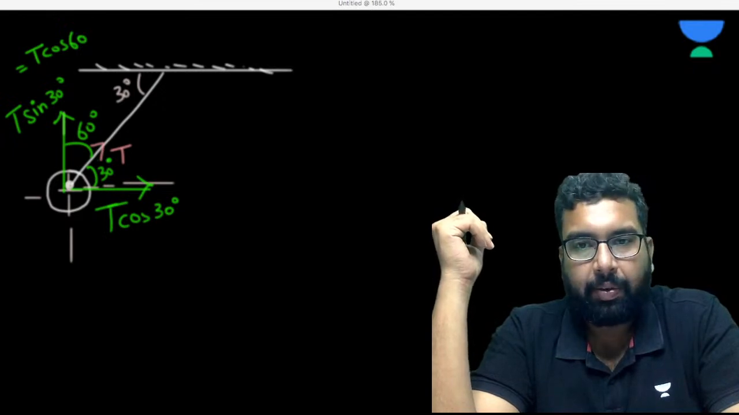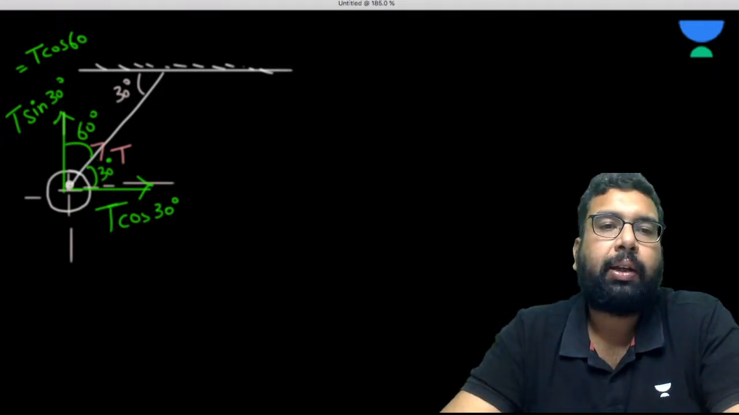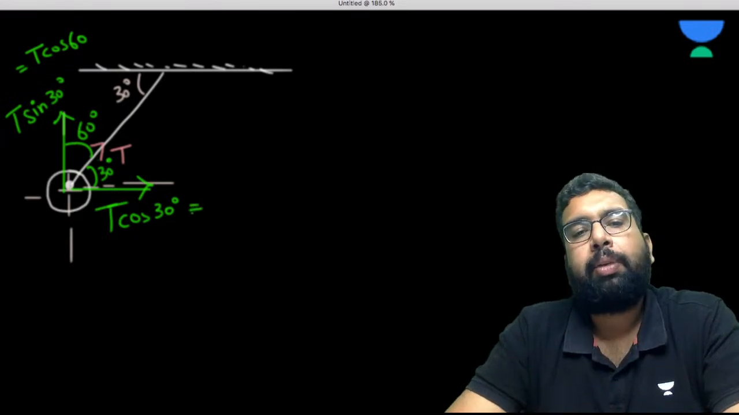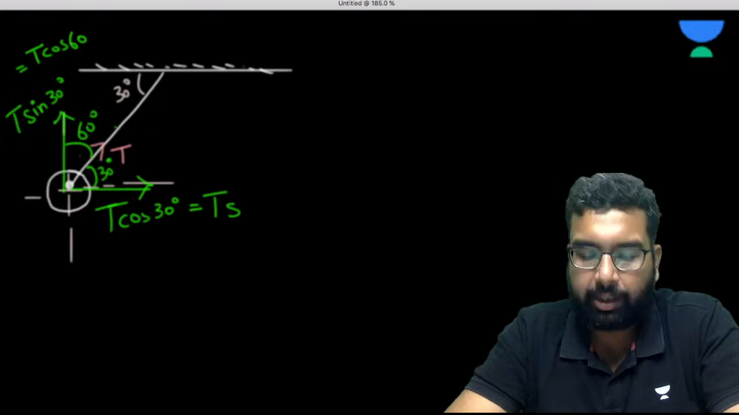Very good. Wonderful. So T sin 30 and T cos 60 are the same. Now, similarly, if you have considered this as 60, T cos 30 you can write here. So let's suppose you have considered this 60.